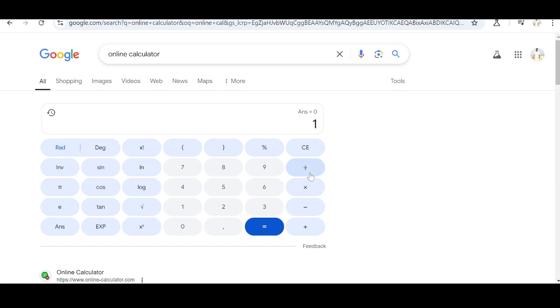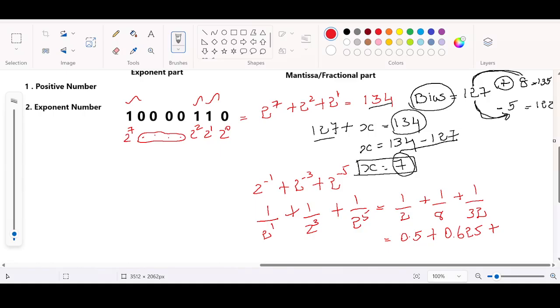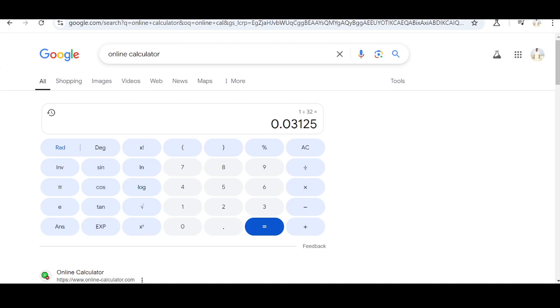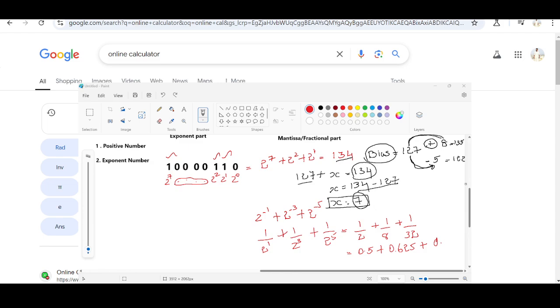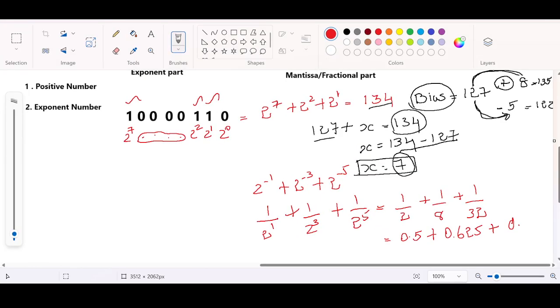1 divided by 32. 0.01325. I'm sorry. 0.03125.